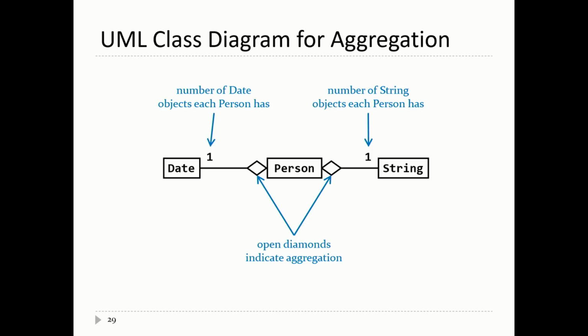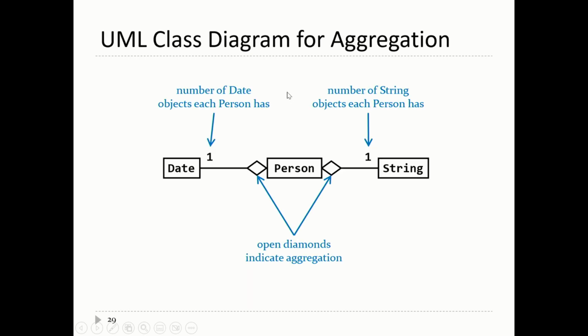Okay, so to draw an aggregation relationship using UML, the whole object gets these little diamonds attached to it. So the person object is an aggregation of one date, and the person object is an aggregation of one string. Open diamonds indicate aggregation. The diamonds go on the whole object, not the part objects. So this picture is basically saying a person is made up of one date and one string, or a person has one date and one string. It all means the same thing.